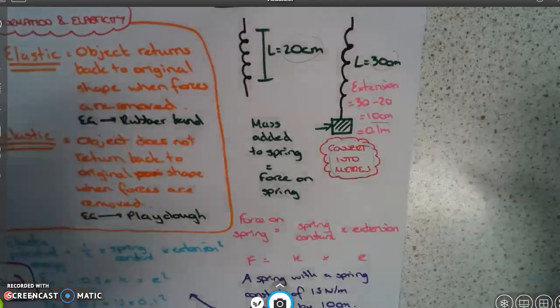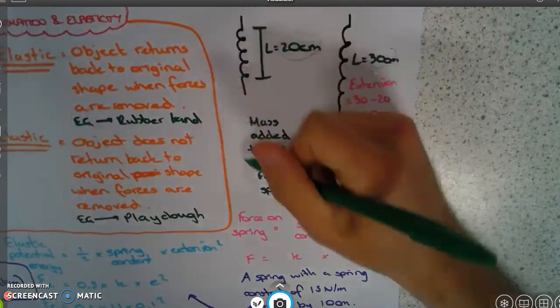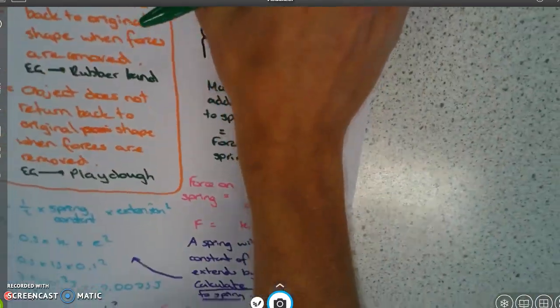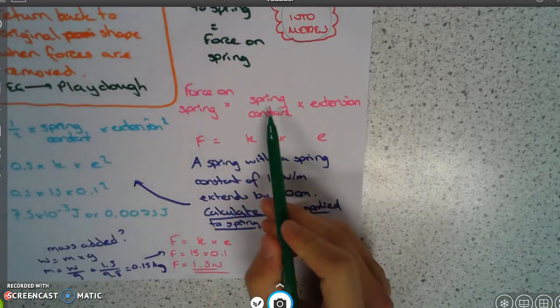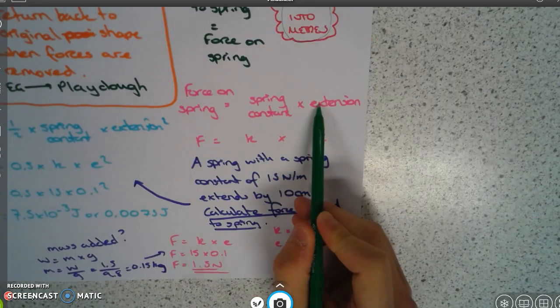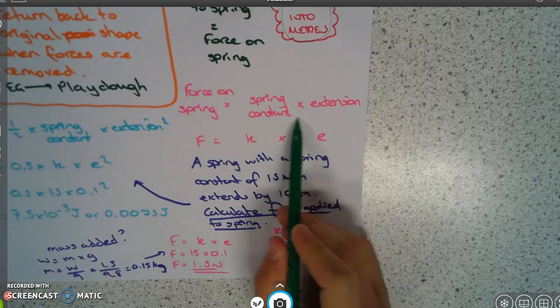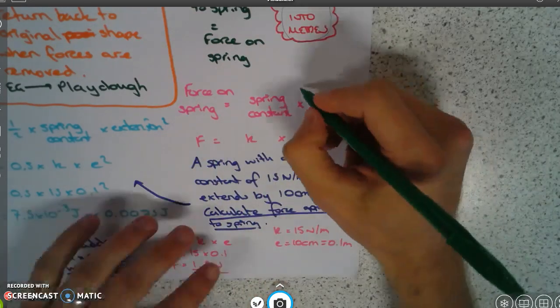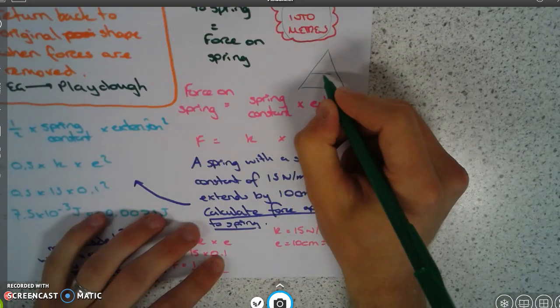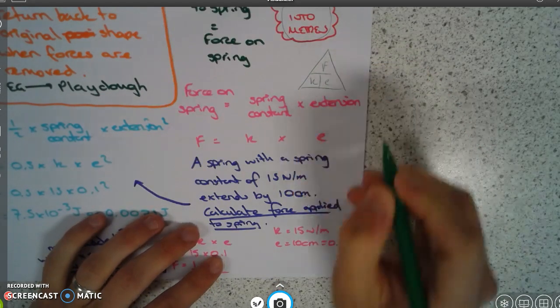Now we can do 2 different calculations based on the information that we've got up here. We can first of all do what's in pink here, which is the force on the spring is equal to the spring constant times the extension. This is one you need to remember for your exam. F equals K times E. You're going to put it into a triangle. F would be at the top, K and E would be at the bottom.